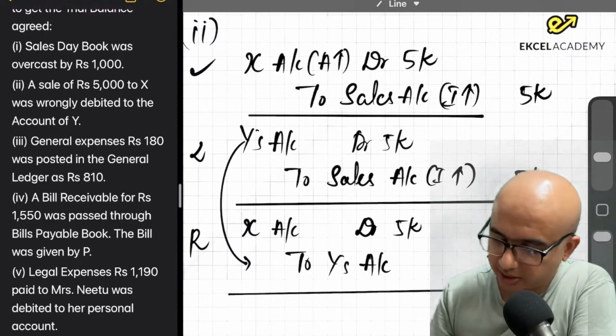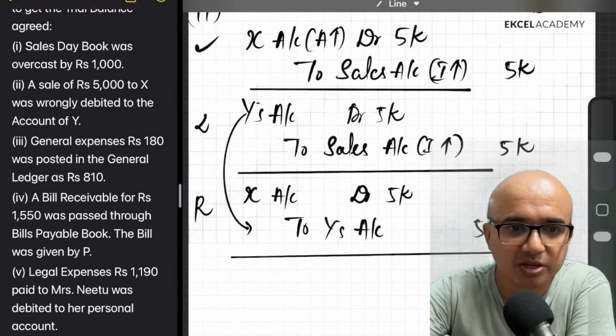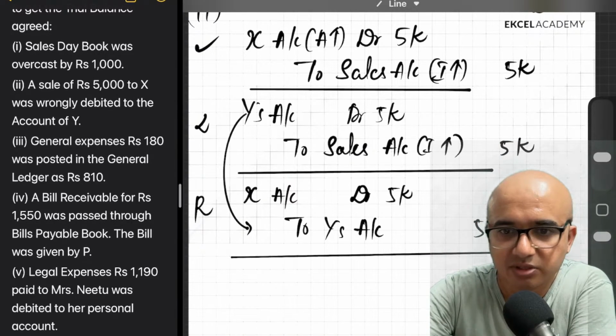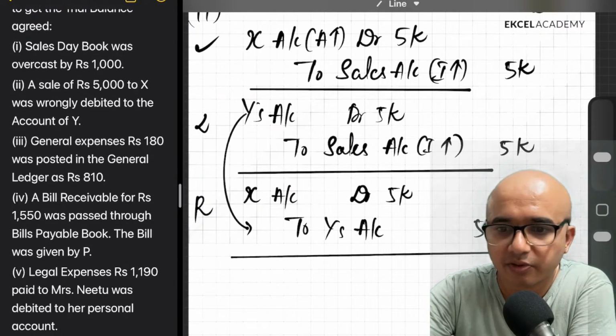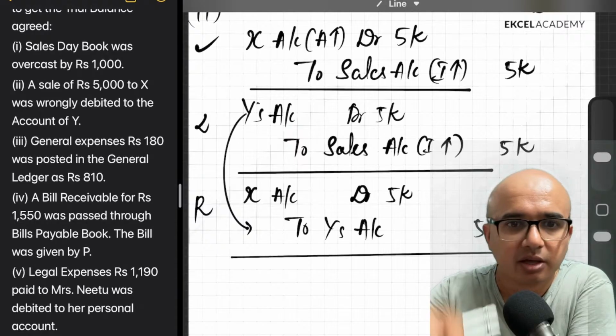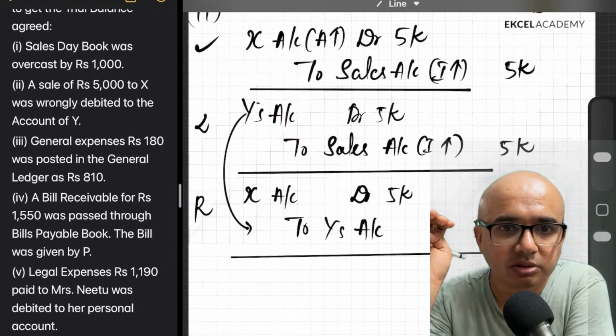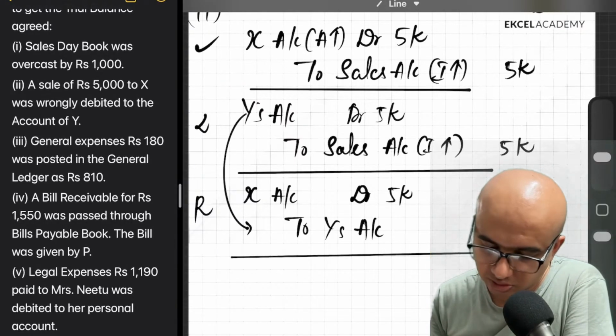I hope this is clear. If not, please do ask. Let me just check the chat once. Yeah, nothing here. Let's move on. Okay, third adjustment, fine. Let's move to the third adjustment.